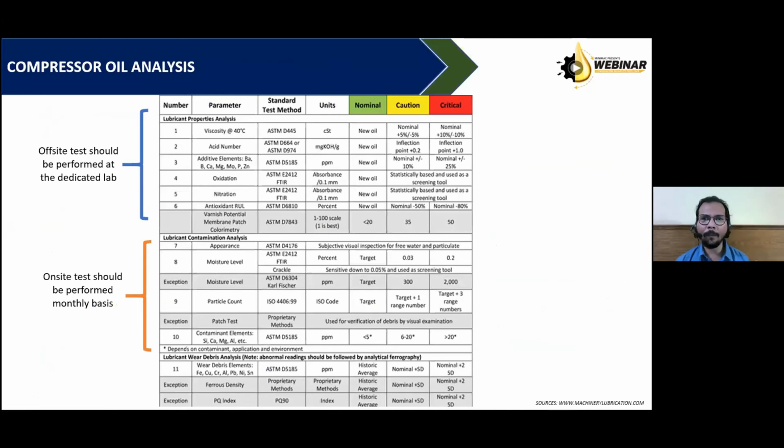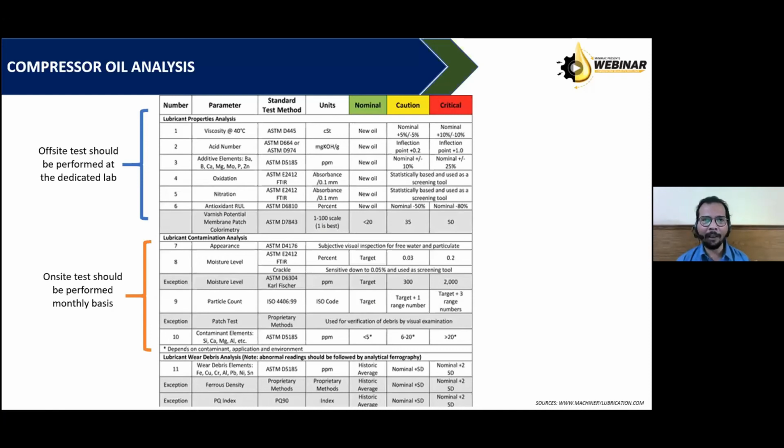These are properties of oil and some recommended tests. So we can make this table for our particular application. Suppose you are using a Fusheng compressor or Ingersoll Rand, then they have recommended a certain type of oil. So for that oil, we can define what is the normal, what is the caution limit, and what is the critical limit. That cannot be the same for every type of oil. So for a typical application, we should make it, and we should follow these standards.